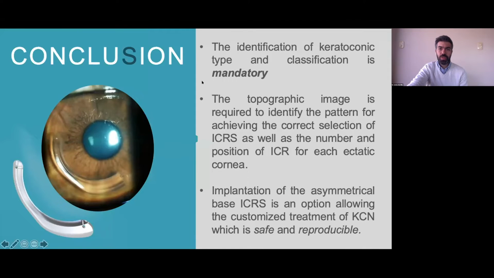So it's very important, as a conclusion, to identify the keratoconic type and the classification. It's mandatory before doing the surgery. The topographic image is required to identify the pattern for achieving the correct selection of intracorneal rings, as well as the number and position of intracorneal rings for each ectatic cornea. And the implantation of asymmetrical base or high is an option to customize the treatment.